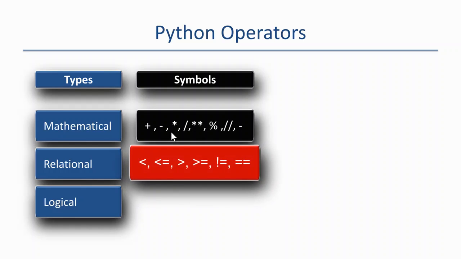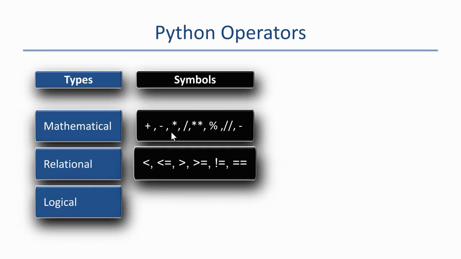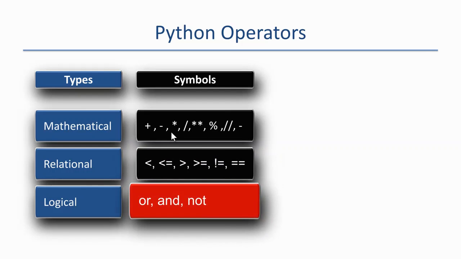Relational operators are those which compare 2 operands to each other. So, for example, we have less than or equal, greater than or equal, not equal, and equal. I will explain these operators in more detail in the later lessons. Logical operators are those which work on Boolean types such as true and false. I will explain these operators in later lessons with more details. For now, all you need to know is that there are 3 types of them. There is or, there is and, there is not.